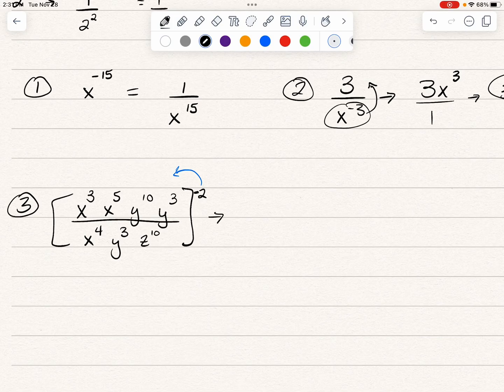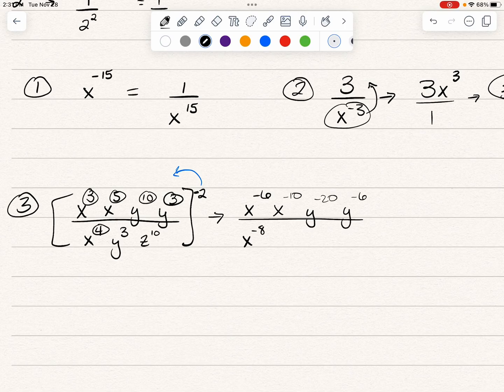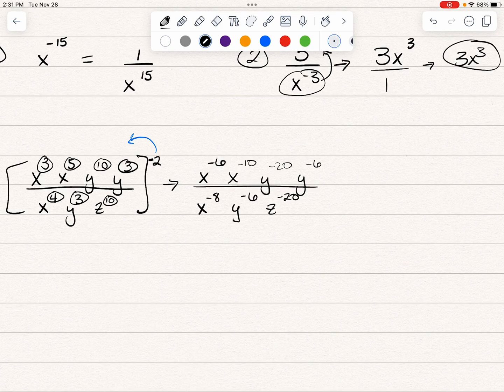So we're going to go through: 3 times -2 gives me x to the -6. 5 times -2, that's x to the -10. 10 times -2, that's y to the -20. 3 times -2, y to the -6. 4 times -2, that's x to the -8. 3 times -2, y to the -6. And 10 times -2, that's going to be z to the -20. So we have simplified this first part.